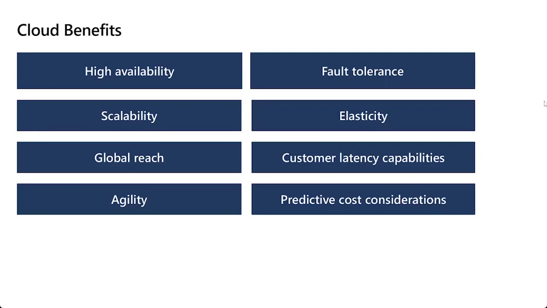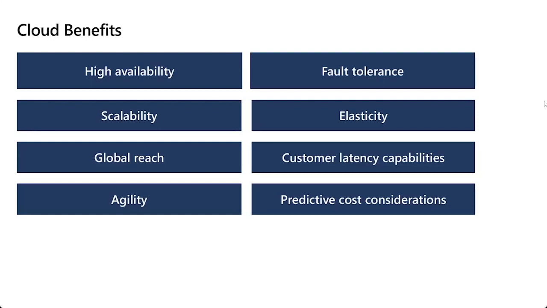Then there's scalability. So we have 2 different terms, scaling out, which is horizontal scaling, which means adding more resources or servers or virtual machines as you need them. And then there's scaling up, adding to existing resources either by adding more CPU or adding more memory. Global reach, another big benefit of the cloud, is being able to access resources and put your resources around the world.